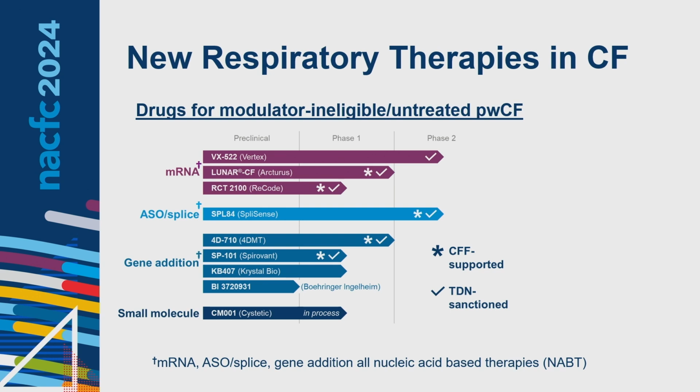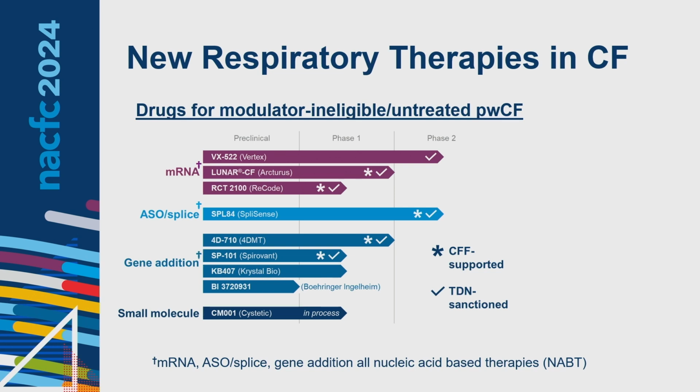So that brings us to the future. So this is a slide that I shamelessly stole from JP, which shows the drugs that are in development. I think we actually saw this in the plenary as well, for modulator ineligible or untreated people with CF. So a lot of different things, and you'll notice that many of these, mRNA, ASO, splice, gene addition, they're all what we would call nucleic acid-based therapies.